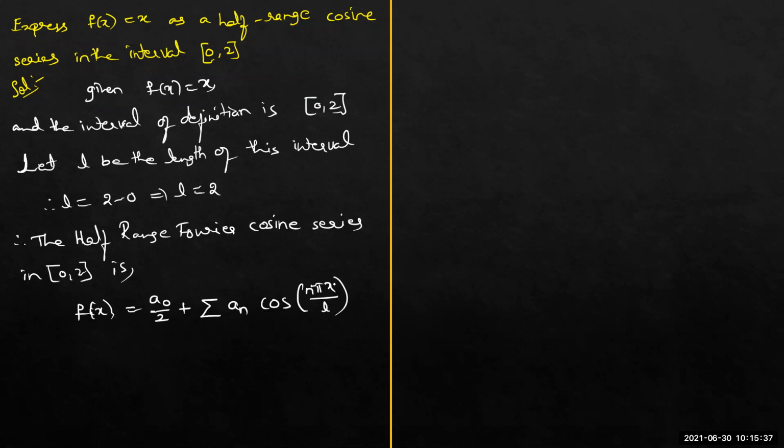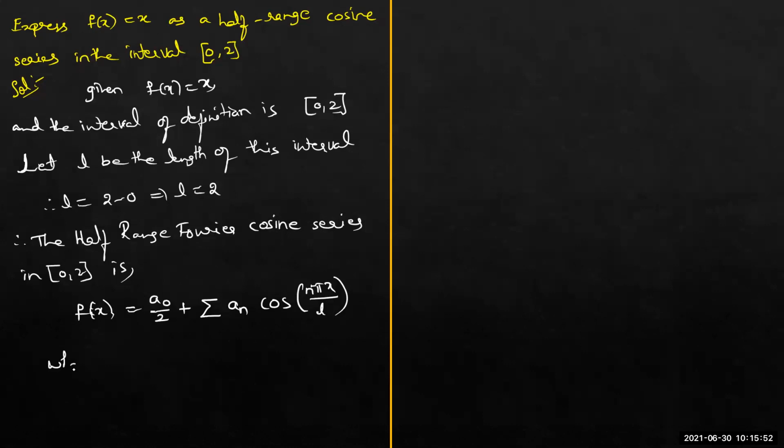And here, since L is equal to 2, we can also write this as n pi x by 2. Already we have assumed L is equal to 2. Or else let us write it like this.